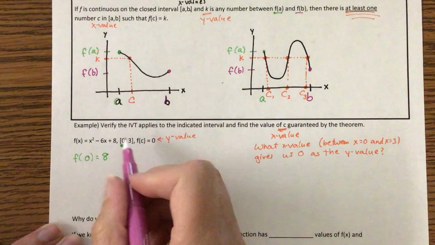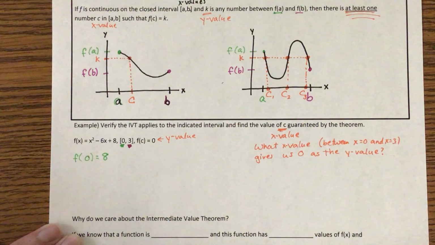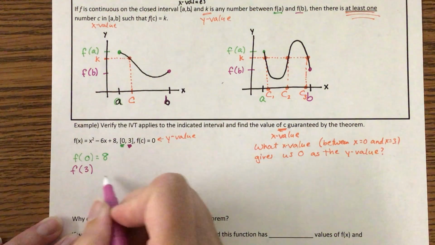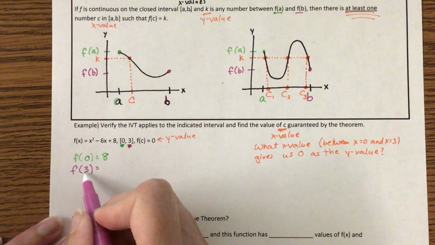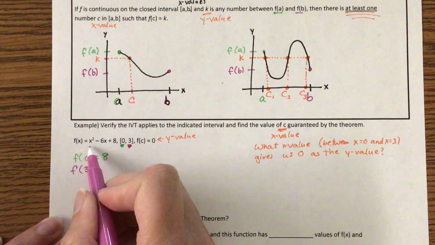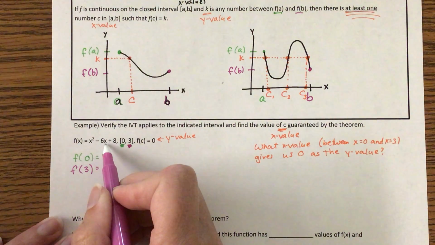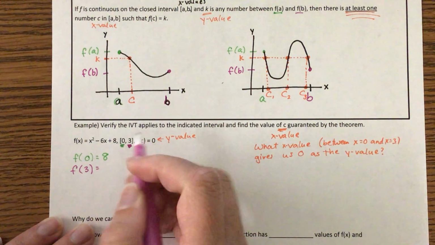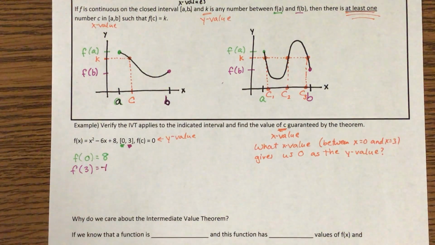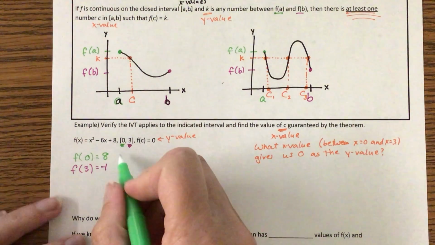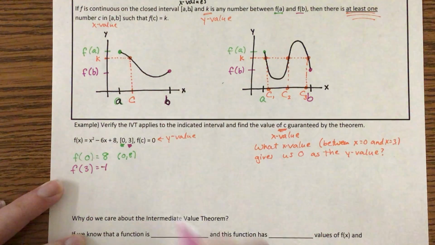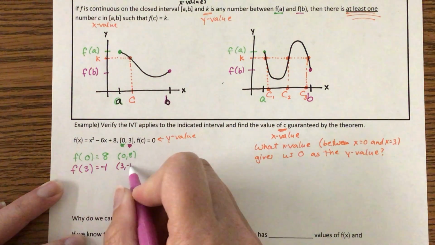Okay, and then let's do b. b is going to be the second x value in that closed interval. So that's going to be f of 3 will be the y value for that. So f of 3, let's see, 3 squared is 9, minus 3 times 6 is 18. So 9 minus 18 is -9, and -9 plus 8 is -1. Okay. So what these two bits right here represent are the points (0, 8) and (3, -1).